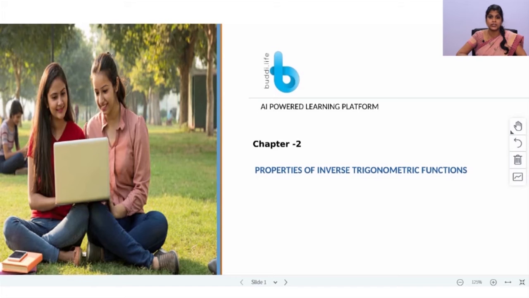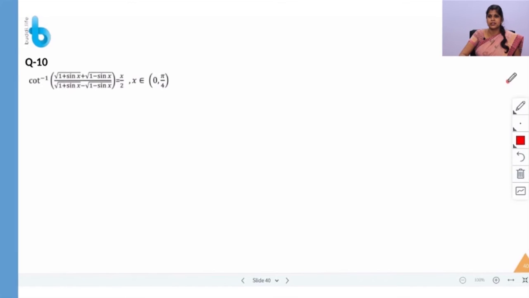In that we are solving the miscellaneous exercise and we are going to continue with the 10th sum now. Look at the 10th question, children. We are going to prove that this whole function is equal to x by 2. For solving this, the only trick we are going to use is two formulas.